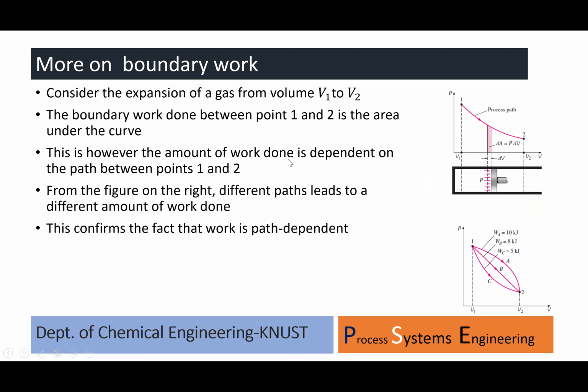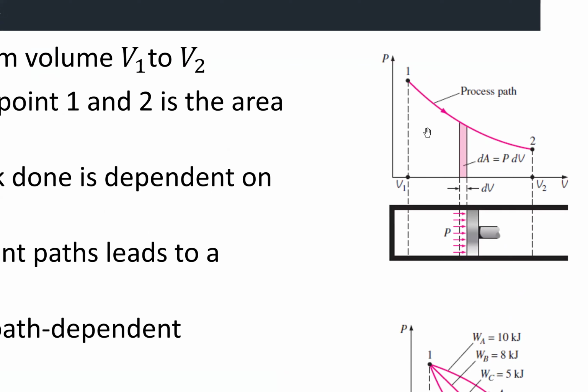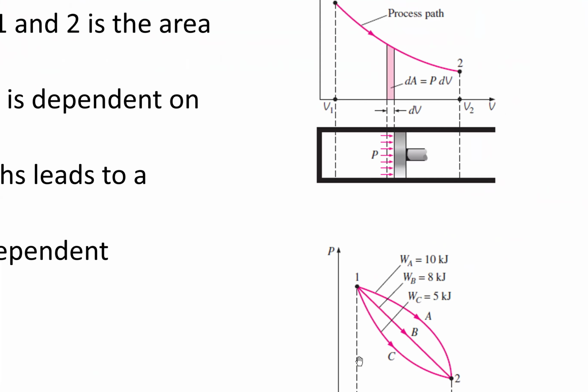And we are seeing here that the amount of work that is done is dependent on the path. So remember we said that work is a path function. It depends on the path you take. So if we look at the graphs over here, the area under this curve will give us an indication of how much work was done in moving from point one to point two. But someone might use a different path.